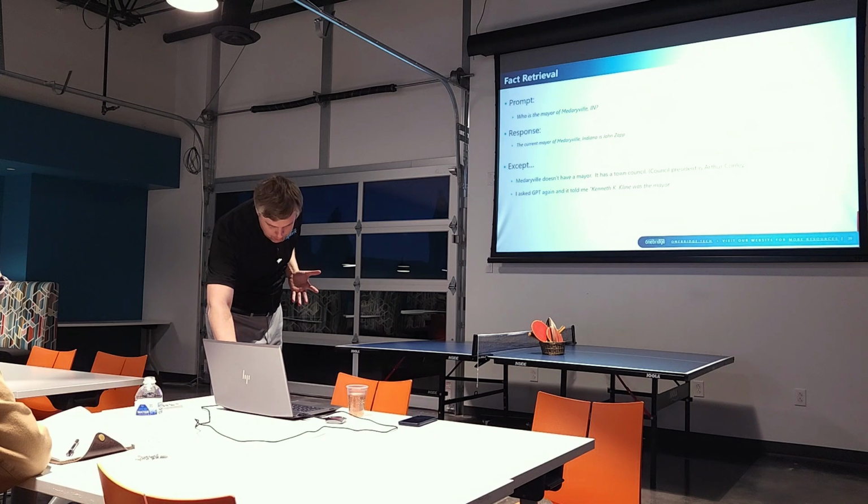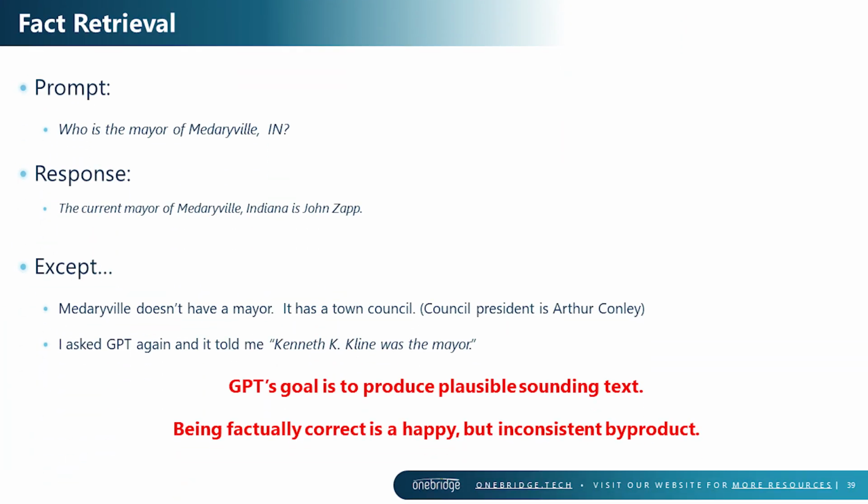And this is the only time I'm doing it, but this is red and bold. You have to remember this. If you take nothing else away from this presentation, this here: GPT's goal is to produce plausible sounding text. Being correct is a happy but inconsistent byproduct of that first goal.